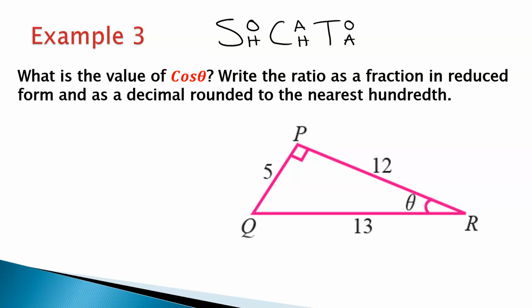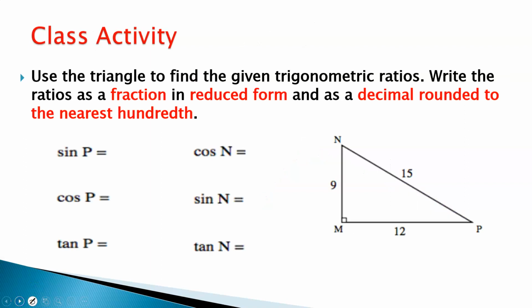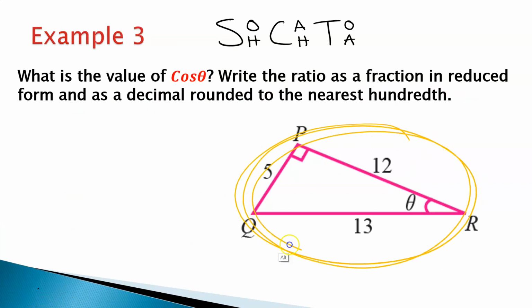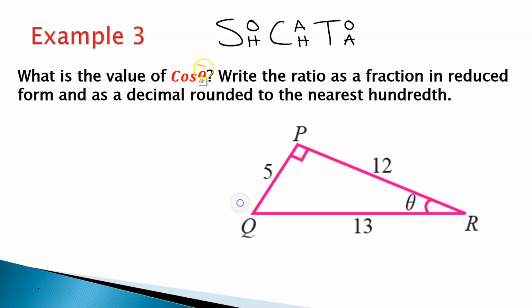So this one says, what is the value of cosine? And again, we're going to write the fraction and also the decimal. But again, we got to start by labeling your triangle. And this time they say cosine of theta. They actually already give us where we're standing. Theta's right here at angle R. So let's label what's your opposite, what's your adjacent, what's your hypotenuse.